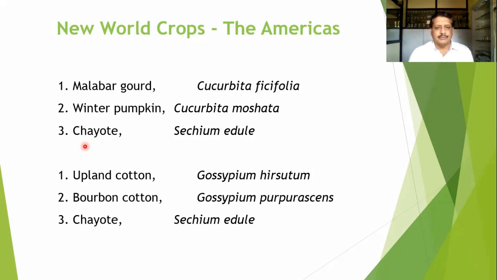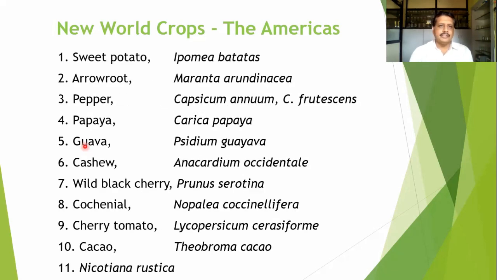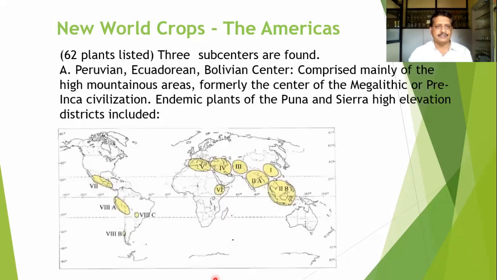Then one of the important plants, that is the chayote. It is Sechium edule, which also originated in the American continent. The sweet potatoes, then arrowroot, which we call Maranta arundinacea. Papaya, Carica papaya, it is common. Guava is common in our region also. Cashew is also common in our region. So these are the plants which are observed in the New World areas. The American continent shows the origin of these cultivated plants.